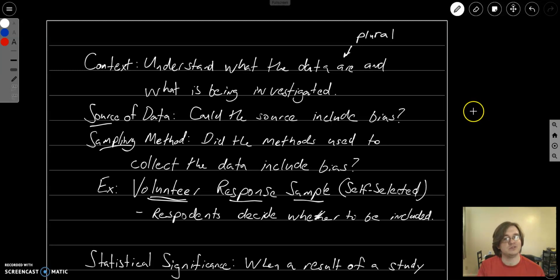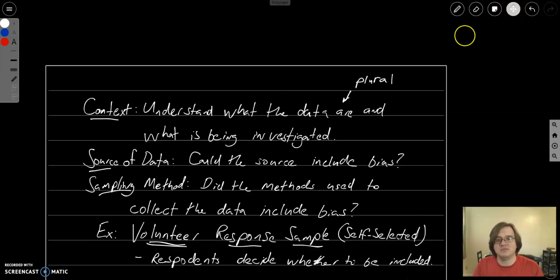So for instance, if this was a political survey, maybe those who are more outspoken on their political beliefs will be the ones to respond to the survey, and the survey results would indicate that people are a lot more fervent in their political beliefs than they actually are, because those that aren't just didn't take part in the survey. So understanding the context of the data, where it came from, how it was collected, this is important.